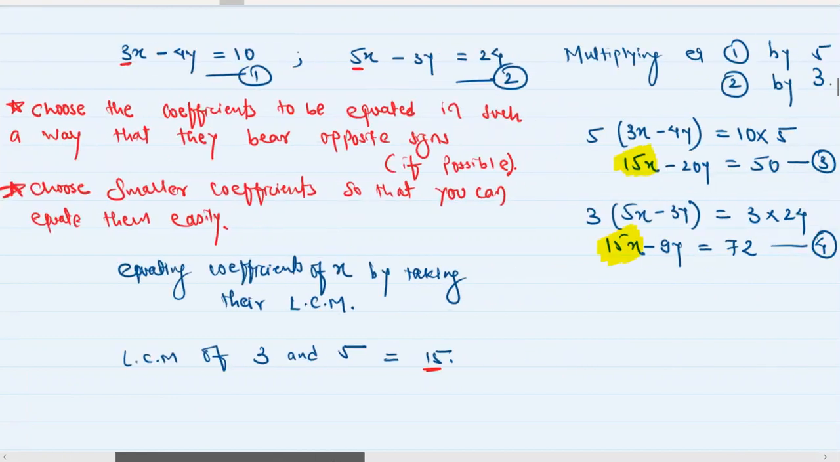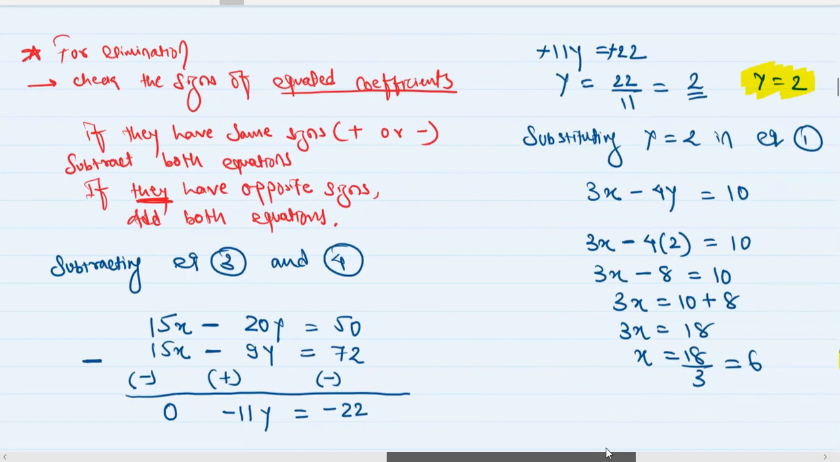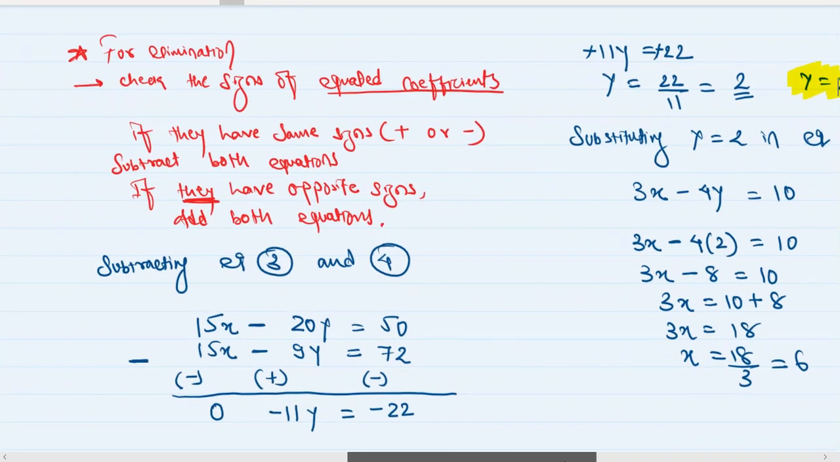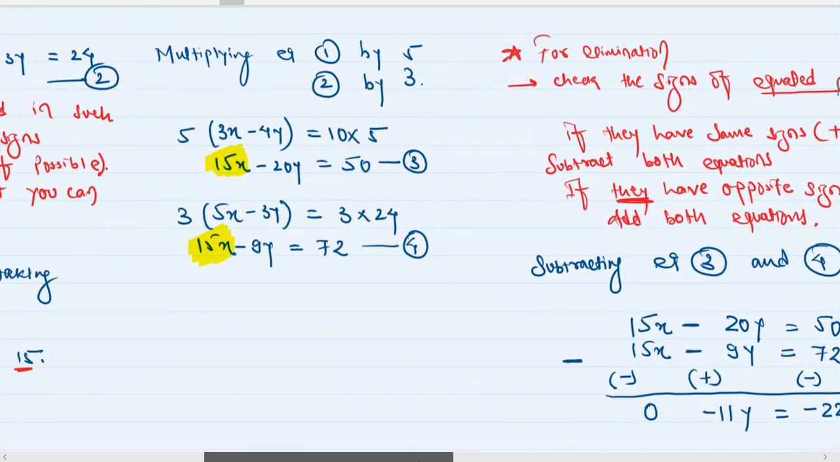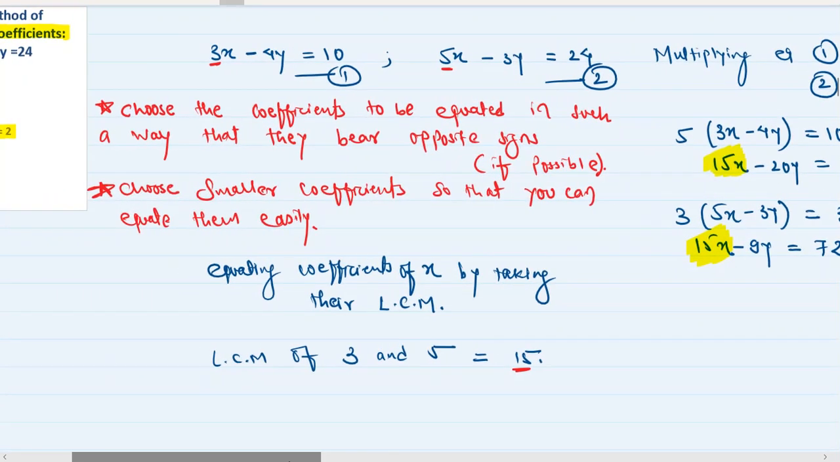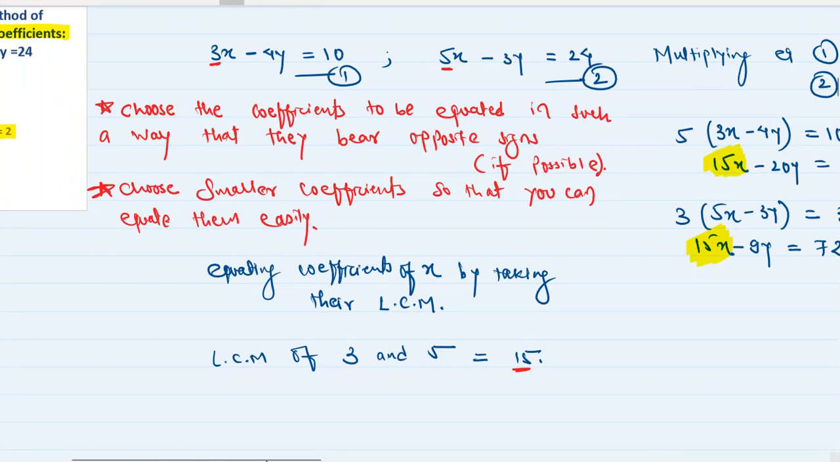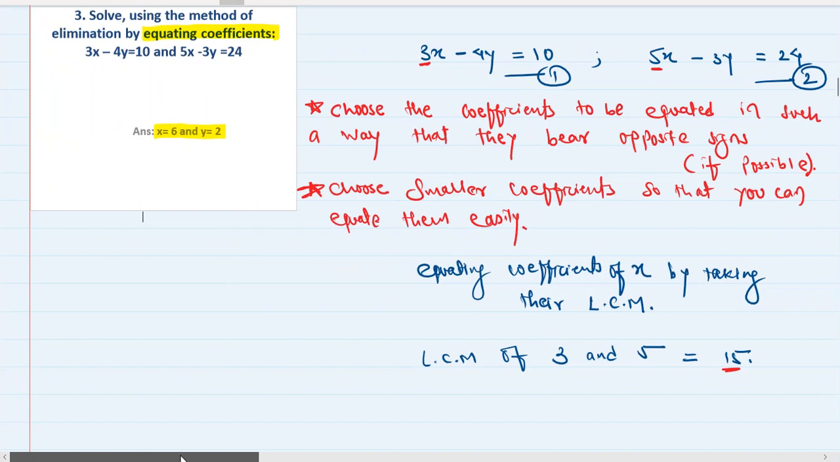I hope the method is very clear to you. Equating coefficients. See, I'm solving the whole thing for you and showing you in detail. As we move ahead in the chapter, I'm going to teach you new concepts and new methods, but the solving part will be left to you, because by then you should have that grip on the topic, on the concept, that you should be able to solve it on your own.